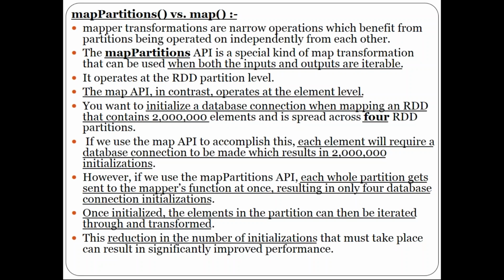Okay. When you are trying to initialize a database connection, okay. No, not in the config settings. Not in the config settings. As I said to you earlier, one block, one partition. But here, they are already telling it is spread across 4 RDD partitions. As you have 4 RDD partitions, you have 4 connections. Or if you have 4 blocks, it will be 4 threads. 4 connections, 4 partitions. Like that, your 2000 elements are spread across 4 blocks across the nodes. That's what it is. Okay.